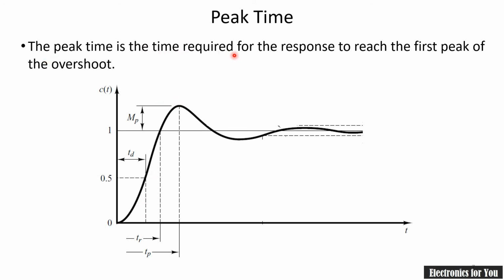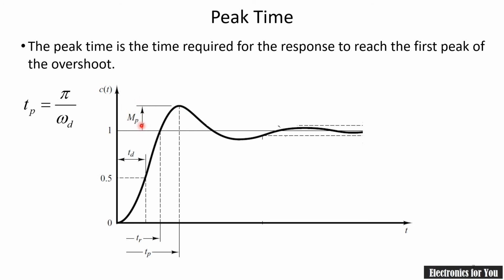Peak time is the time required for the response to reach the first peak. Note here that it is the first peak of the overshoot. Okay, so this is peak time, and the formula is pi divided by omega d.